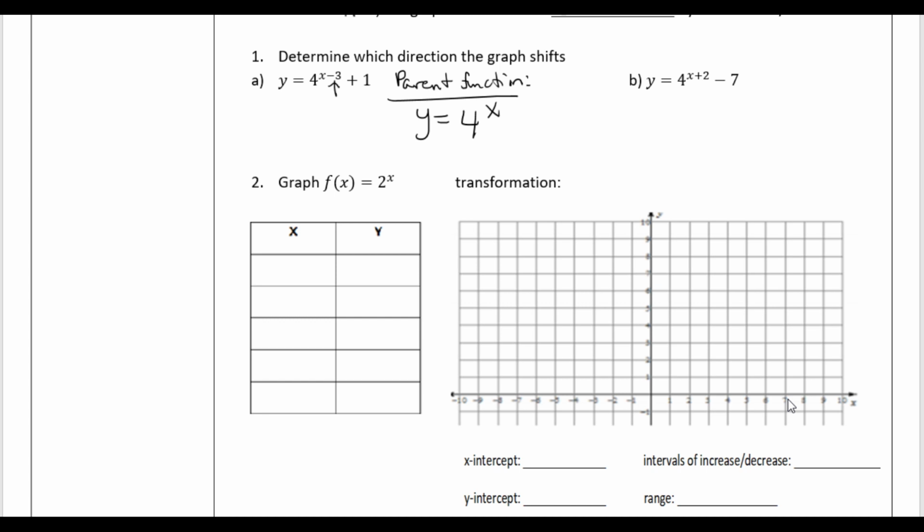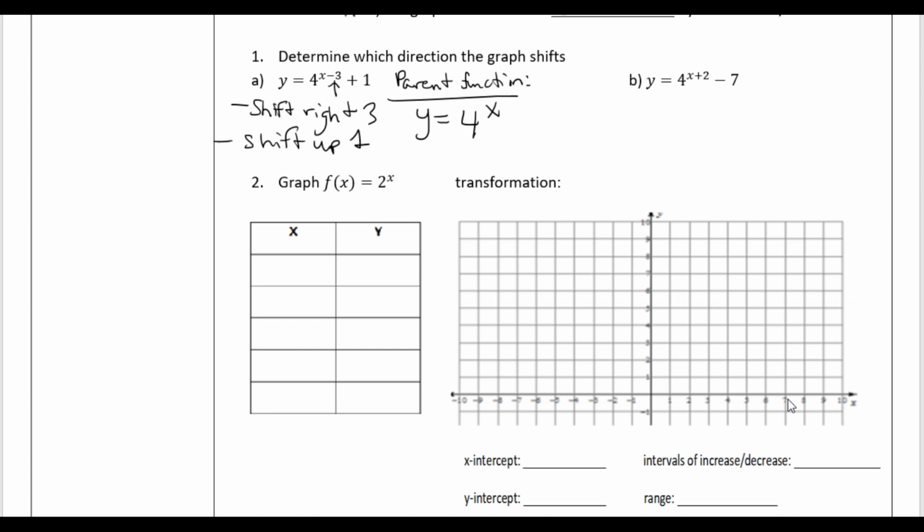So in this example, if you were to take this parent function and transform it, you would shift to the right 3 units, and you would shift up 1 unit. Here, h is 3, which means that this is negative, so that means you're shifting right. You can think of it that way: if it's negative here, then it's a shift right. And then this is going up, so that's going up 1.